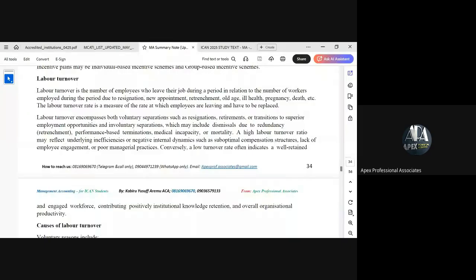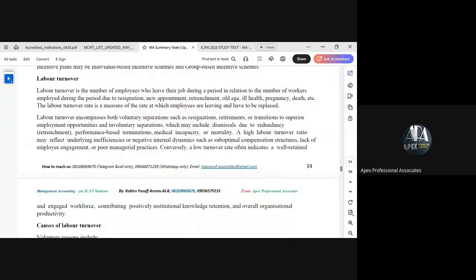To calculate our labor turnover, we'll look at the number of employees leaving, divided by the number of employees during the period, and then we'll multiply by 100. So first, what is the total number of employees that left? Did anybody leave the organization? Let's say 3 people left. Are we together? The number of employees that left the organization is 3.